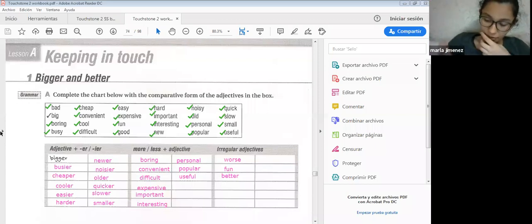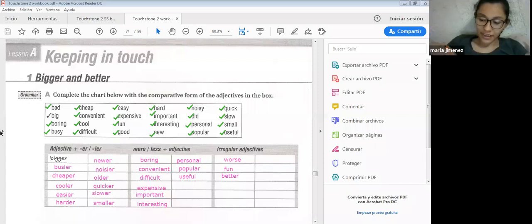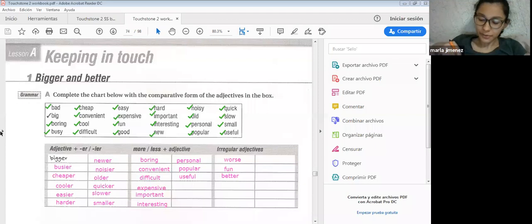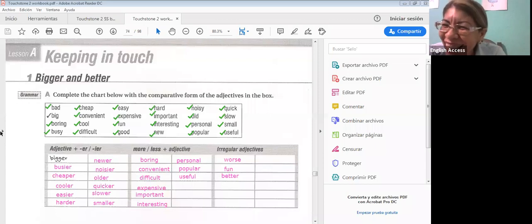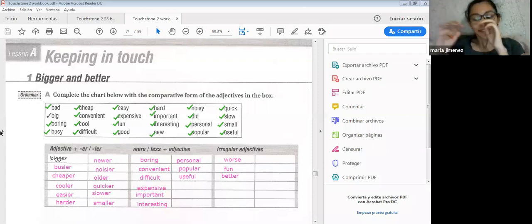Literature is busier than mathematics. English is more important than other language. And my mom's food is better than my dad's food. And that's it. Okay, thank you. They were great.